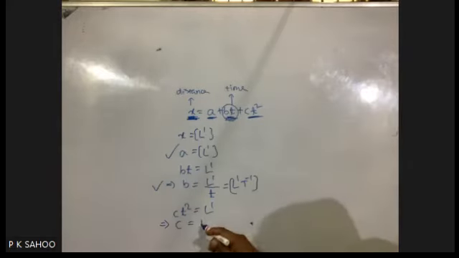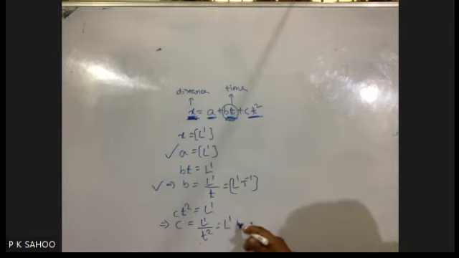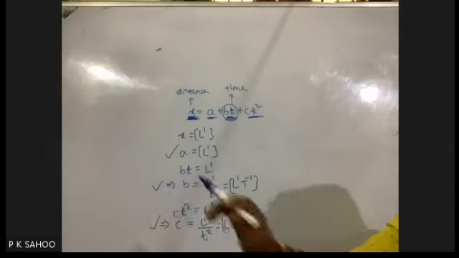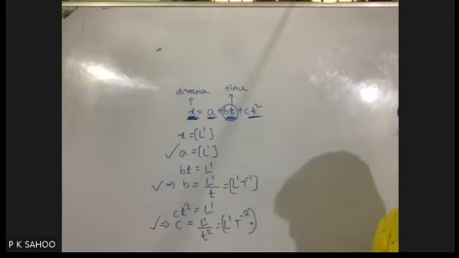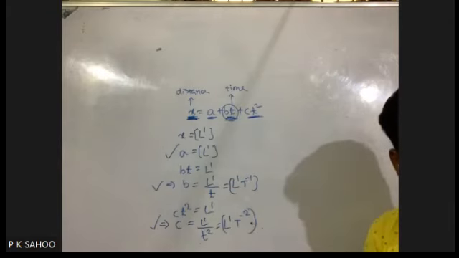Then what happens to C? C is equal to L by T square. So L1 T to the power minus 2. This is the dimension of C. Correct? Yes, sir. It's a very, very important question. It always comes in exam. If anybody has any doubt, then ask me. Please ask me if you have any doubt.